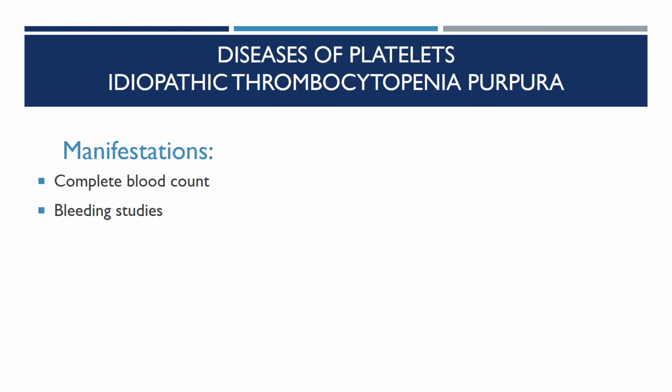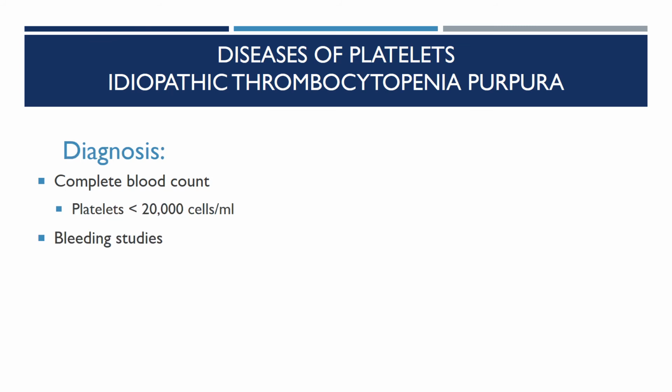So for diagnosis, we're going to do a blood count. So we're looking for a reduction in platelets, less than 20,000 cells per milliliter. Remember that the normal circulating value was 150 to 350 cells per milliliter, so we're getting very, very minimal platelets around. We're going to perform bleeding studies looking at bleeding time and formation of certain factors.